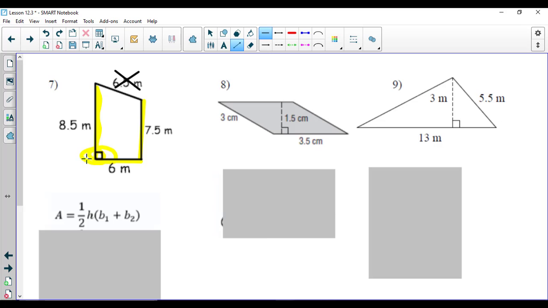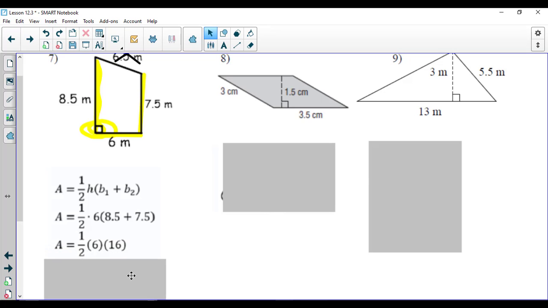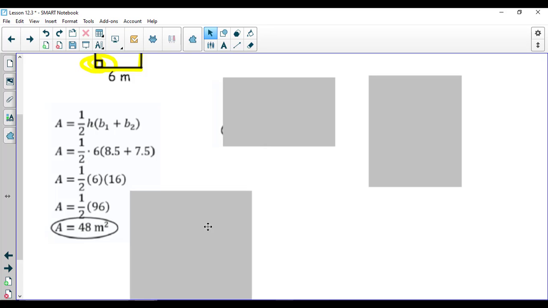So b sub 1 and b sub 2 are your parallel sides, 8.5 and 7.5. 6 is your height. It intersects our bases at a 90 degree angle. So we're going to do half times 6, and then in parentheses 8.5 plus 7.5. That's going to get us half times 6 times 16, and our final area will be 48 meters squared, not 45, so 48 meters squared.